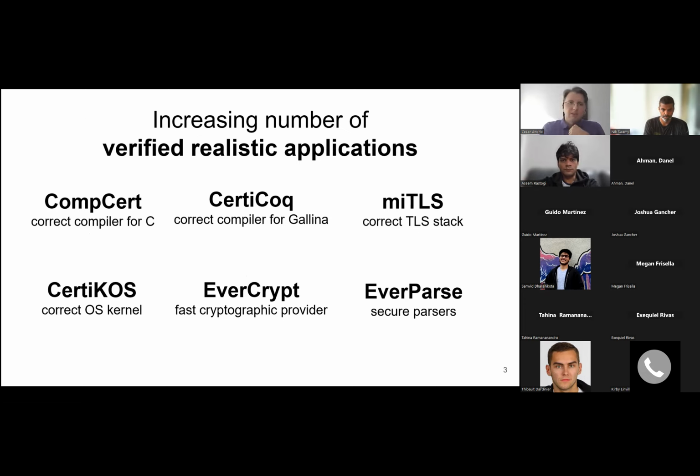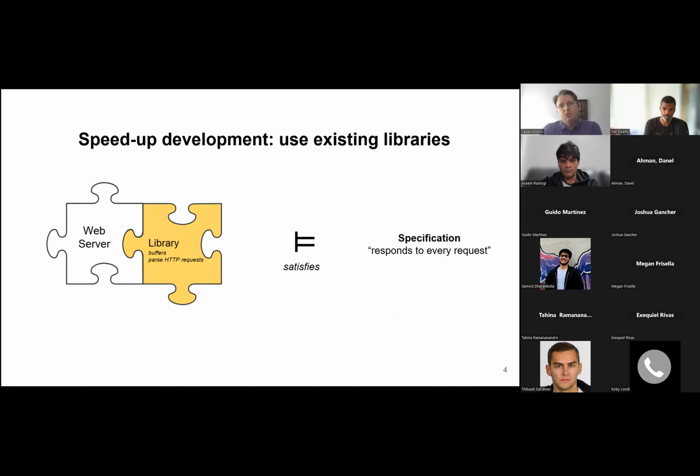And for these strong guarantees, there is an increasing number of verified realistic applications. These are some examples, some done in F-Star, some done in Coq. What they have in common is that it took a lot of effort to verify them. And I mean, it was worth it for the strong guarantees, but we would like to speed up the process. And usually what happens is that one would like to use existing libraries. And here by existing libraries, I mean unverified libraries.